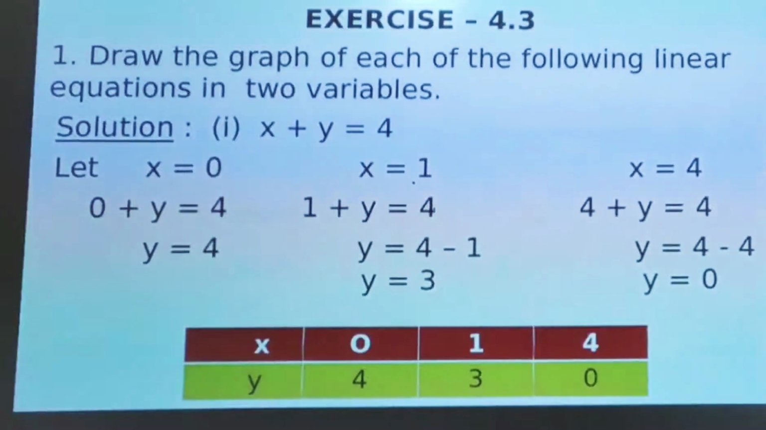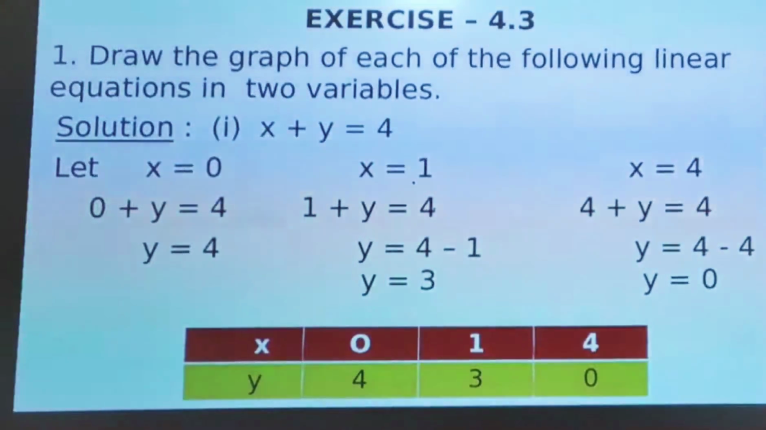Next, let us suppose the value of x as 1. We put the value of x as 1 in the given linear equation, so we get 1 plus y equal to 4. Solving further, y equals 4 minus 1, that is, y equal to 3. So another pair of solution is 1 and 3, which is shown down in the box.